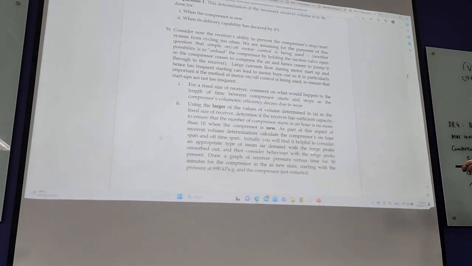Initially, you will find it helpful to consider appropriate mean demand with the force peaks smoothed out. Then consider behavior with the force peaks present. Draw a graph of receiver pressure versus time for 30 minutes for compressor in the as-new state, starting with pressure 690. So this is what I showed you in the list. You have to draw on the table. That's easy for you to calculate.